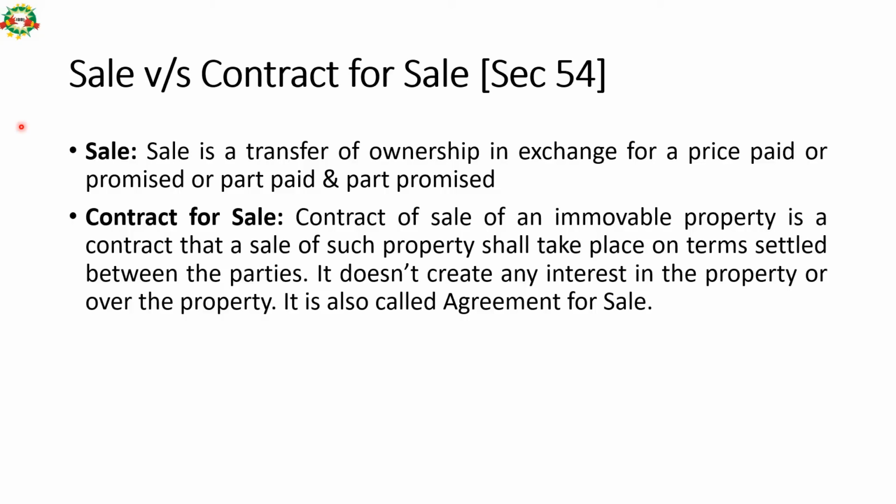Contract for sale of an immovable property is a contract that a sale of such property shall take place on terms settled between the parties. So a contract doesn't create any interest in or over the property. It is also called agreement to sell. Contract of sale is nothing but agreement to sell.